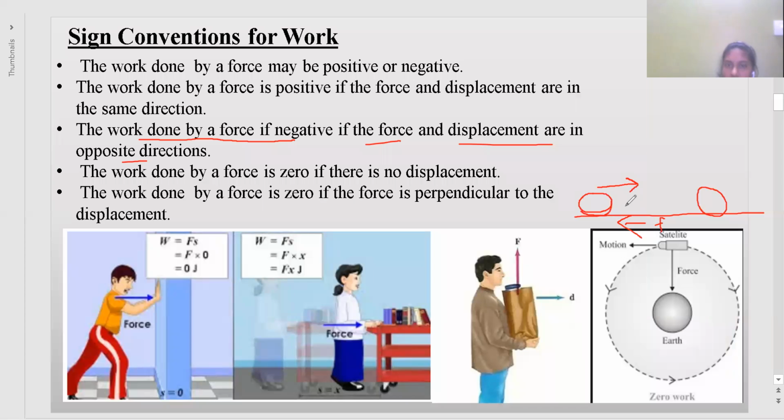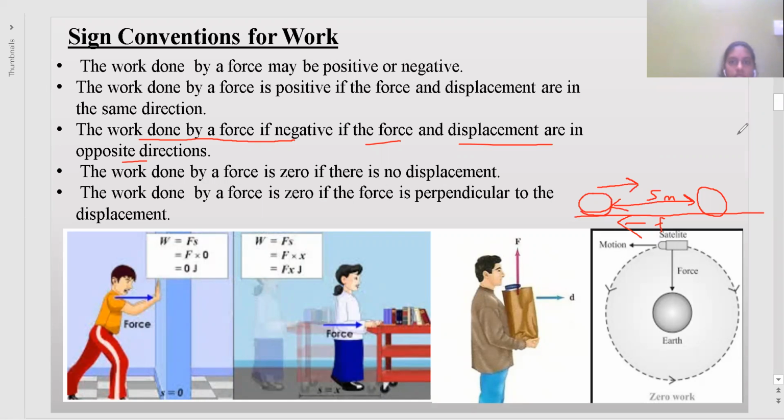Right? So because of this frictional force, the object has covered, say, a distance of 5 meter, and then it stopped. So in this case, the direction of force and the direction of motion of the body are opposite. Is this clear to everyone?